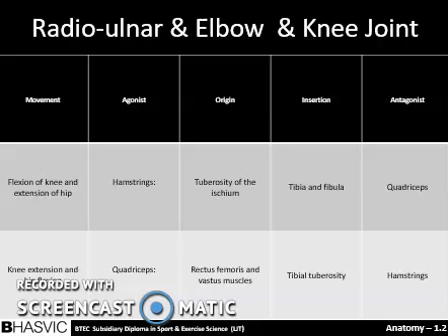The hamstring is the agonist, where the main movement is flexion of the knee and extension of the hip. Its origin is the tuberosity of the ischium, and its insertion is the tibia and fibula. The antagonist is the quadriceps. The quadriceps' main movement is knee extension and hip flexion. Its origin is the rectus femoris and vastus muscles. Its insertion is the tibial tuberosity, and the antagonist is the hamstrings.